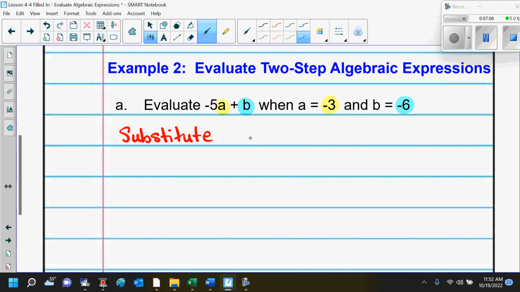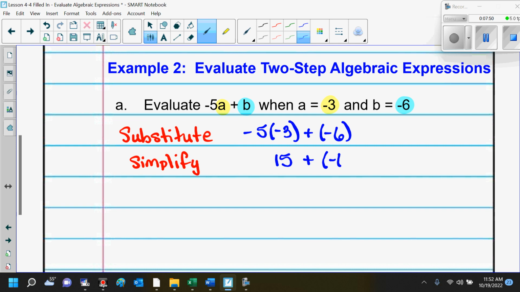So we've got -5 times A, that's times -3, plus B, which is -6. Now we're going to simplify using our order of operations. So what comes first? -5 times -3. Very good. And a negative times a negative is a positive. So -5 times -3 is positive 15. So now we're going to add a -6.